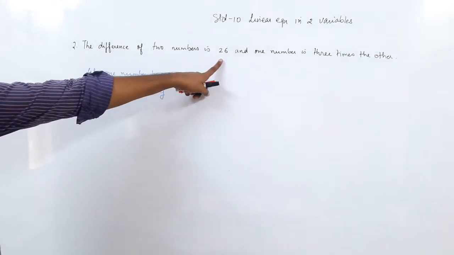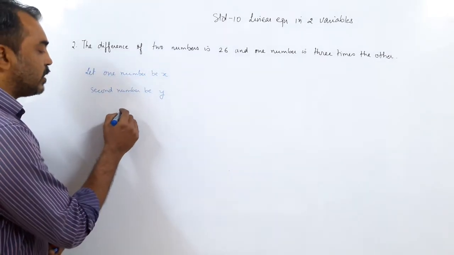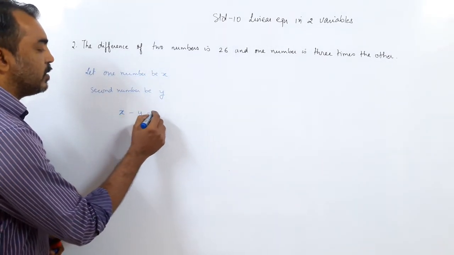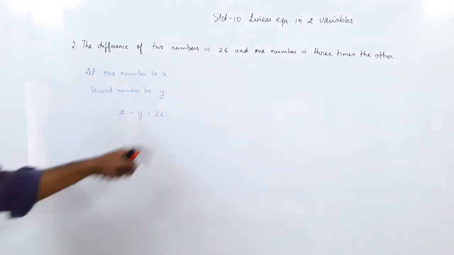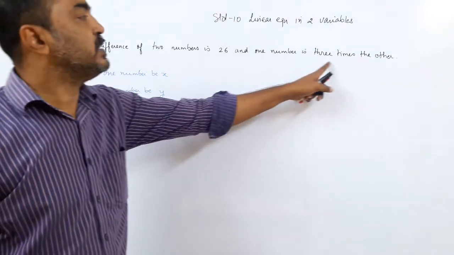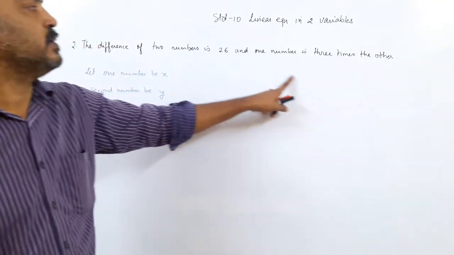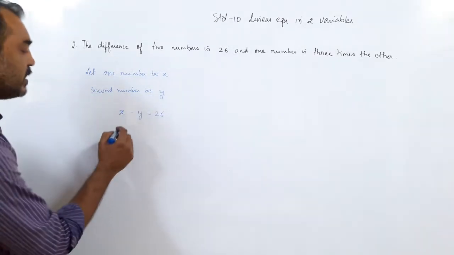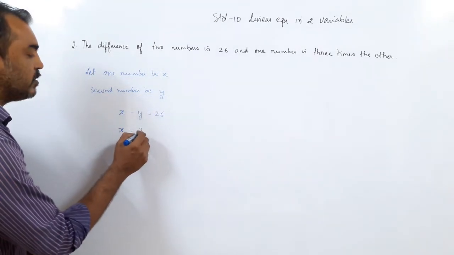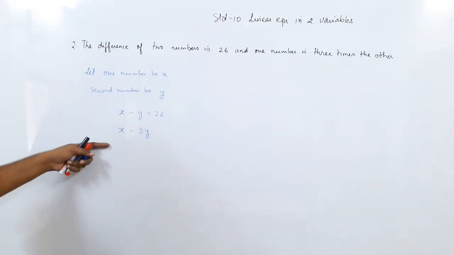Now the difference is 26, which is positive, means x has to be the bigger number. So I'll write x minus y equal to 26. That is the first equation. Difference of two numbers is 26. One number is 3 times the other. So 3 times the smaller number is the bigger number. Since I've taken x the bigger number, x should be 3 times the smaller number. So here you can say I've got these two equations.